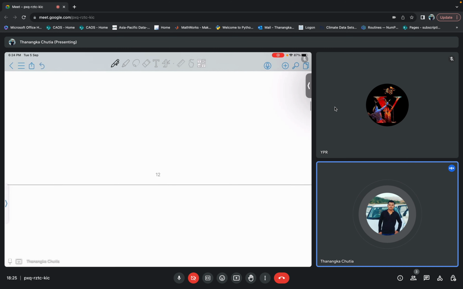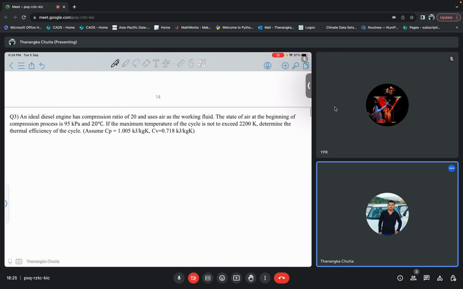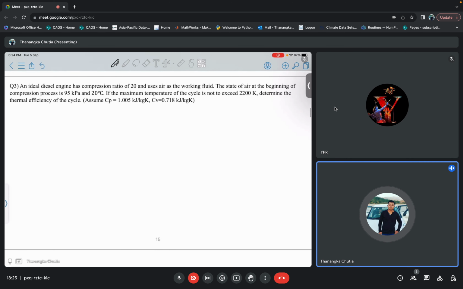So let us go to the next question then. So this is a question of a diesel engine. An ideal diesel engine has a compression ratio of 20 and uses air as the working fluid. The state of the air at the beginning of the compression process is 95 kilopascal and 20 degrees Celsius. Now if the maximum temperature of the cycle is not to exceed 2200 Kelvin, determine the thermal efficiency of the cycle.